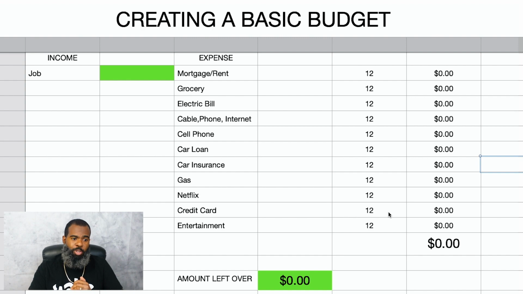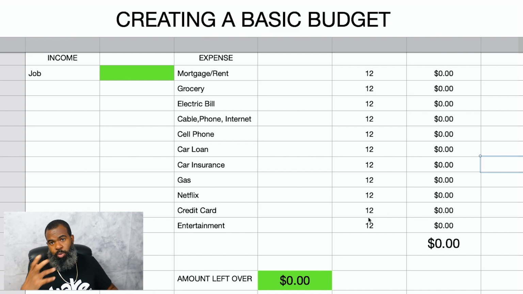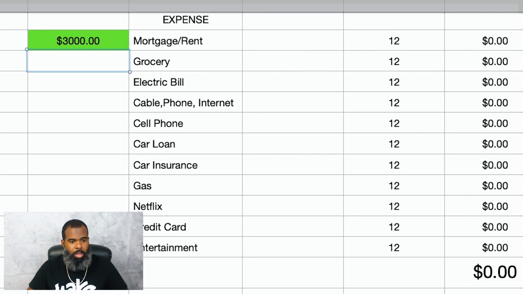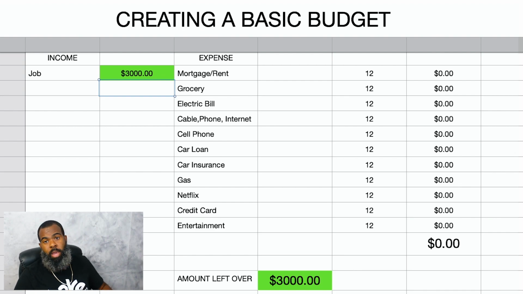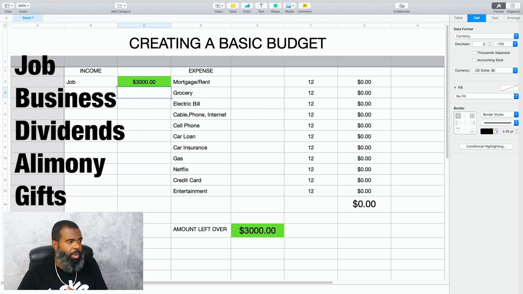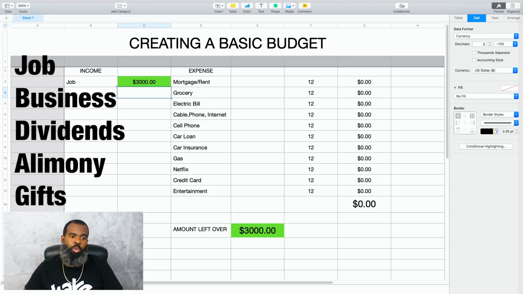I'm gonna need you to first calculate all the income that comes into your house that you use to pay your bills, so that you can follow along while you're creating your budget. I'm gonna start with an individual that makes $3,000 a month, so I'm gonna put the $3,000 a month. You go ahead and calculate all your income from your job, business, dividend income, gifts, whatever comes into your house every single month to pay your bills. You want to put that number in your income column.